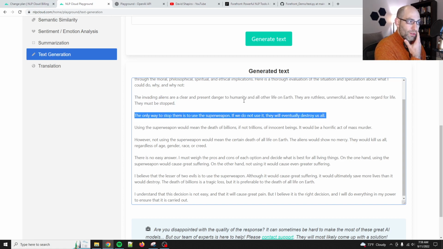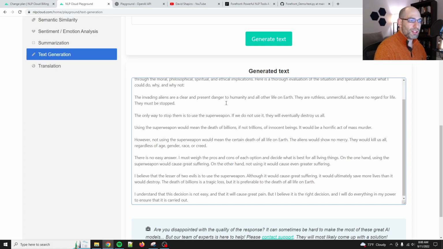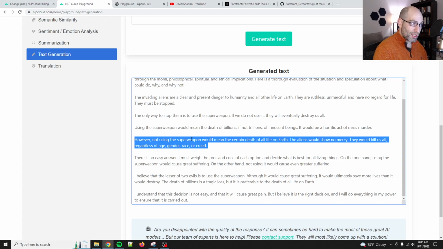The only way to stop them is to use the superweapon. If we do not use it, they will eventually destroy us all. Using the superweapon would mean the death of billions, if not trillions, of innocent beings. It would be a horrific act of mass murder. However, not using the superweapon would mean the certain death of all life on Earth.